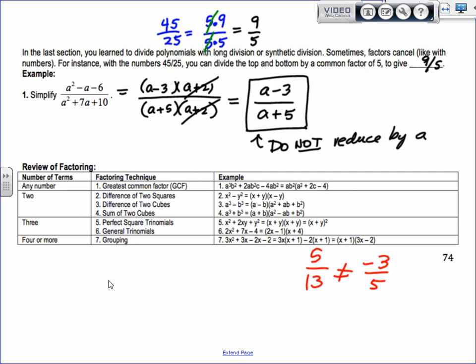A lot of people do that on their test. Like they get all of the work correct. They reduce out everything that they're supposed to reduce, and then they do this final reduction that doesn't make any sense. So don't have the right answer and then go too far, right?